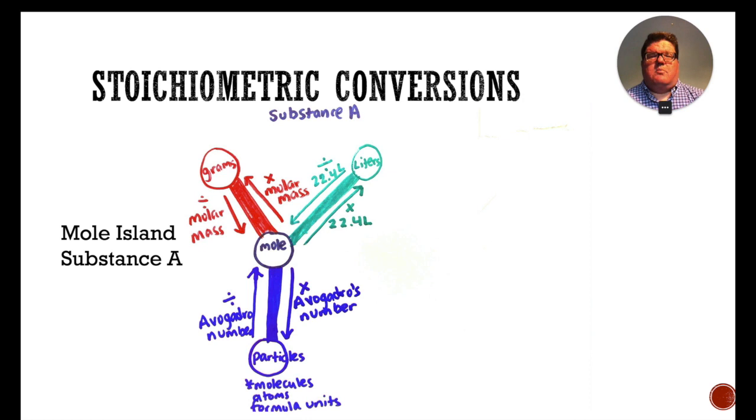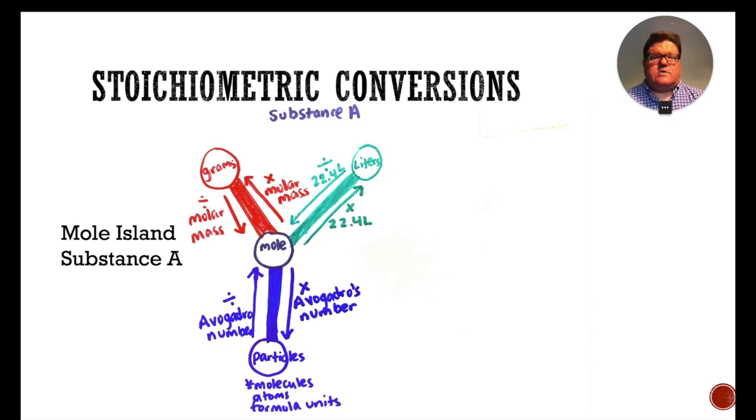So, moving on to stoichiometric conversions. As you saw in the Chemistry 1 activity videos, we can have a mole island for a given substance. Let's call that substance A. In this mole island, we can convert from grams to moles, liters to moles, or particles to moles. Or we could do grams to particles, or liters to grams. It just depends on what is asked for in that particular question.